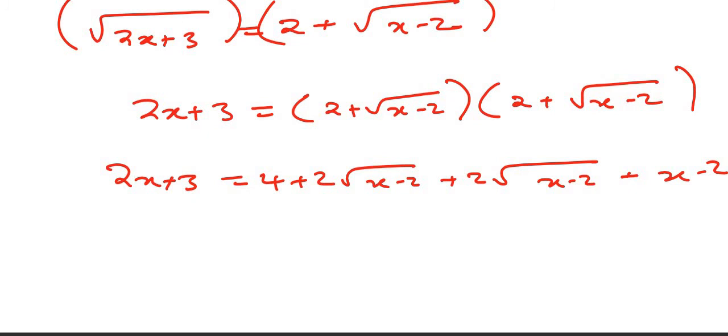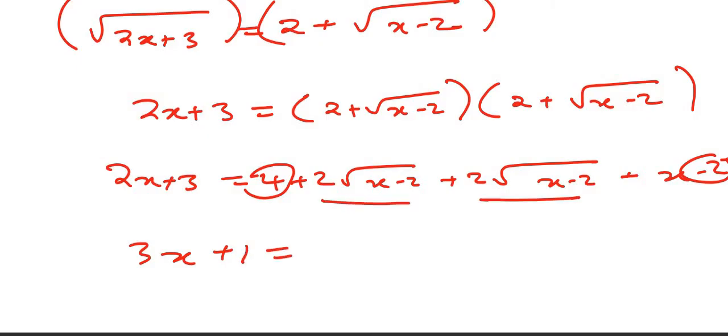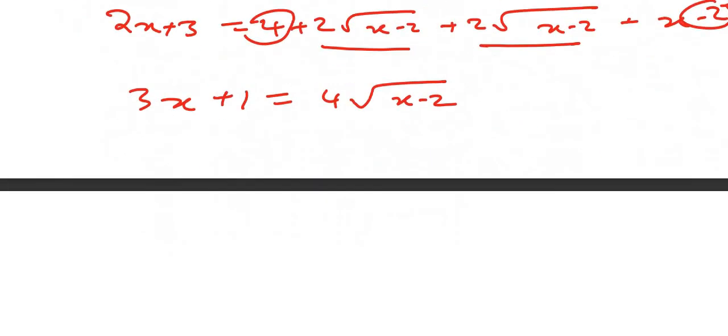So when you take x, this side is going to be 3x. When you take 2, or 4 minus 2, that gives us 2. When you take it this side, it will be negative 2. So this is just going to be a 1 because 3 minus 2, right? Then here we're having 2 root that, so we are going to get 4 root x minus 2. Then from here you can square both sides.